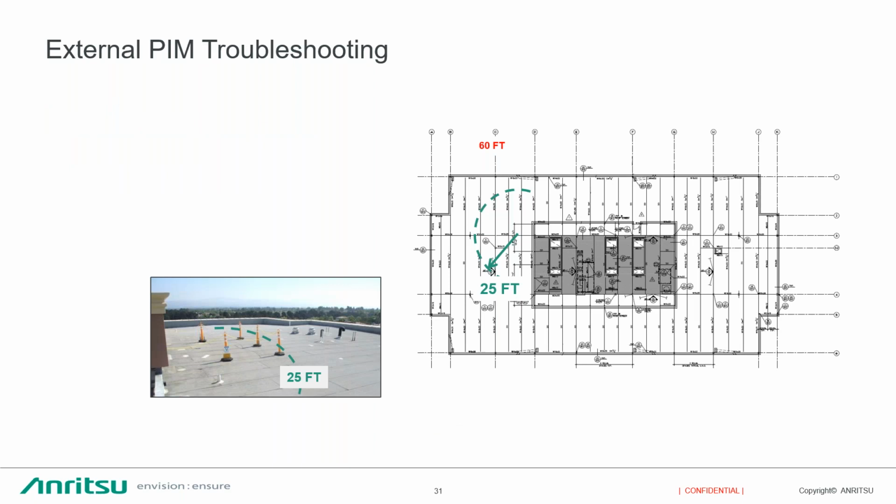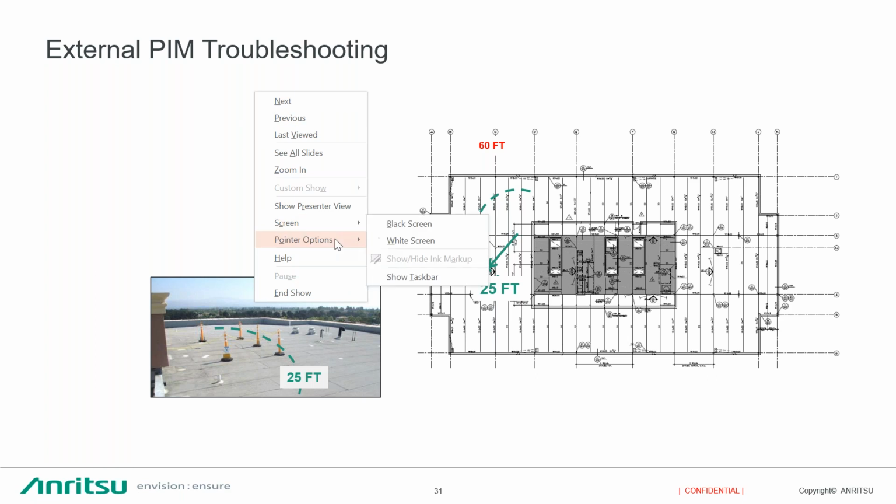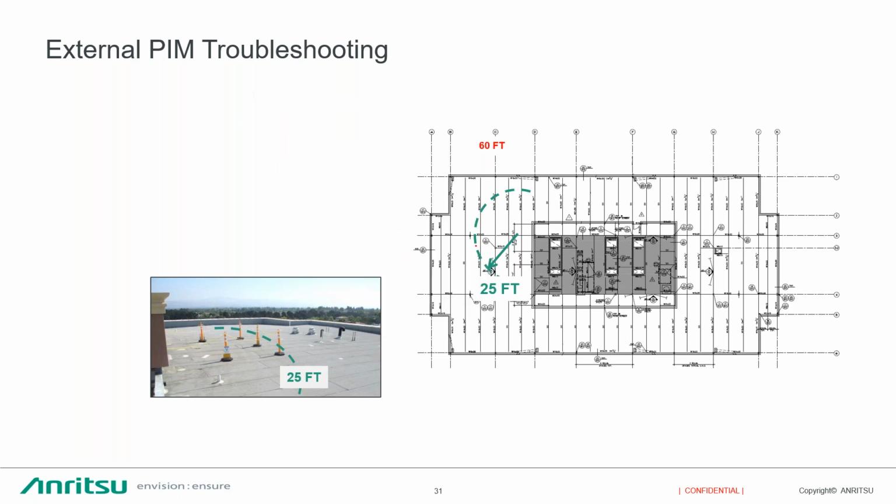External PIM troubleshooting can be a little bit more interesting if you're using a solution like the IQ FiberMaster. Let's look at this example here. Let me see if I can pull up a little pen. My antenna location is right here. If you can see that little red dot, the antenna location on this rooftop is right here.